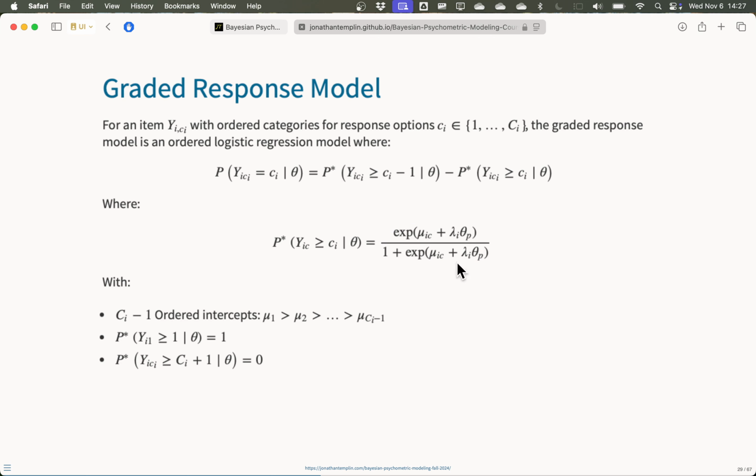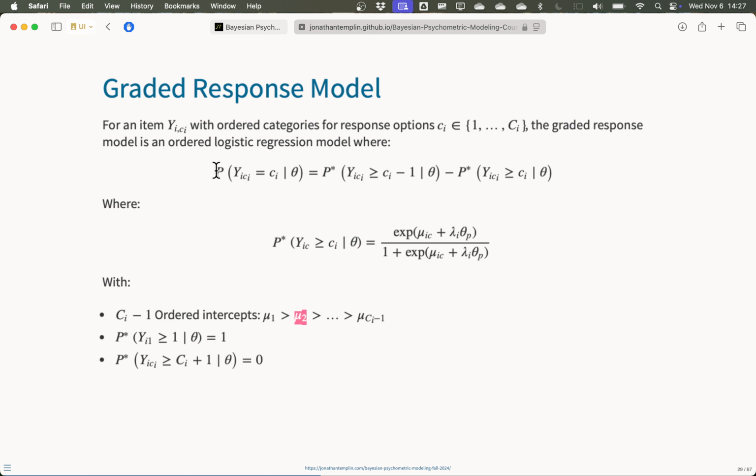So here in the psychometric model, we see our single lambda and our single theta. This is a unidimensional example here. And we also see mu I, but now there's a second subscript, mu IC, representing that submodel C's intercept. Now the mu's themselves are ordered. So the first submodel's mu is less than, or greater than, the second, and so forth.